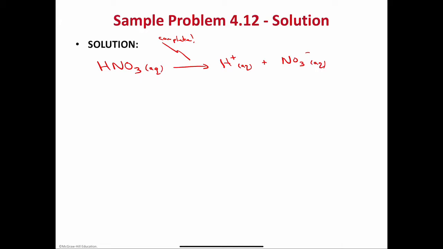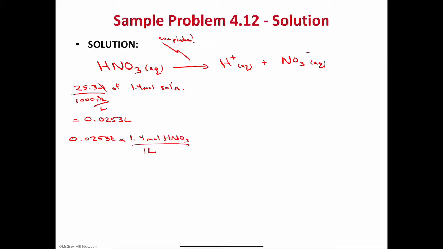Well, I know that I have 25.3 mL of a 1.4 molar solution. So the first thing I would do is convert the volume into liters. I can divide by the fact that there are 1,000 milliliters in a liter, so those cancel out, and I'm going to have 0.0253 liters. So if I rewrite that, 0.0253 liters, and I know my concentration of nitric acid, which is 1.4 moles of nitric acid in a liter.